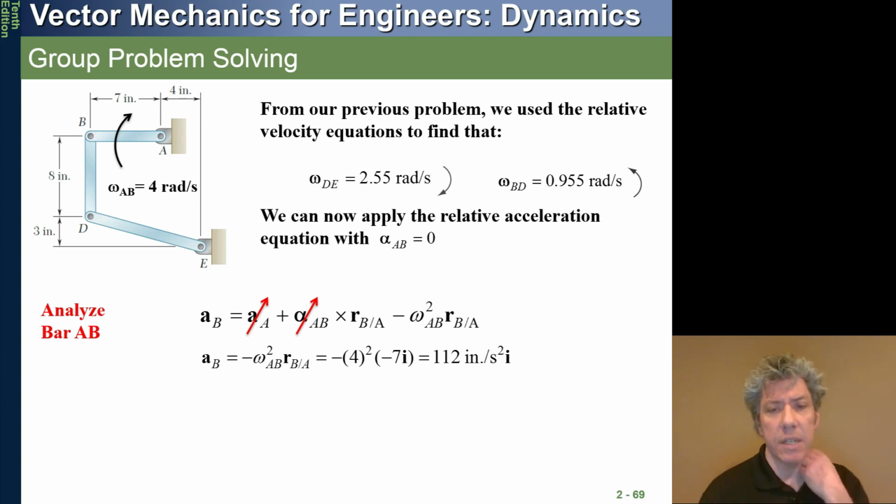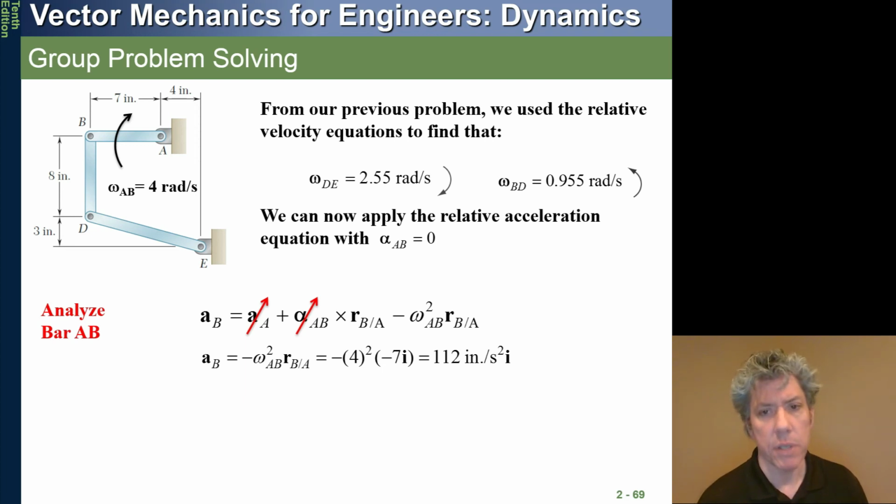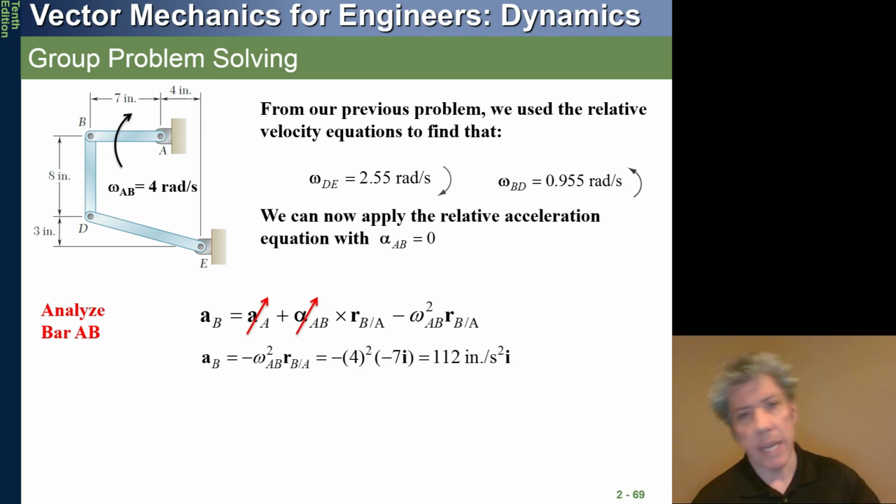Well, you should begin to recognize alpha AB cross RBA as the tangential acceleration piece of point B. B has no tangential acceleration. It only has normal acceleration, and that's what that omega squared AB RB with respect to A is talking about. It's the normal acceleration. And all it's doing is pointing out that the vector R from A to B points to the left, but the normal acceleration of point B has to point to the right. So that's why that negative sign is there, along with the angular velocity of AB.